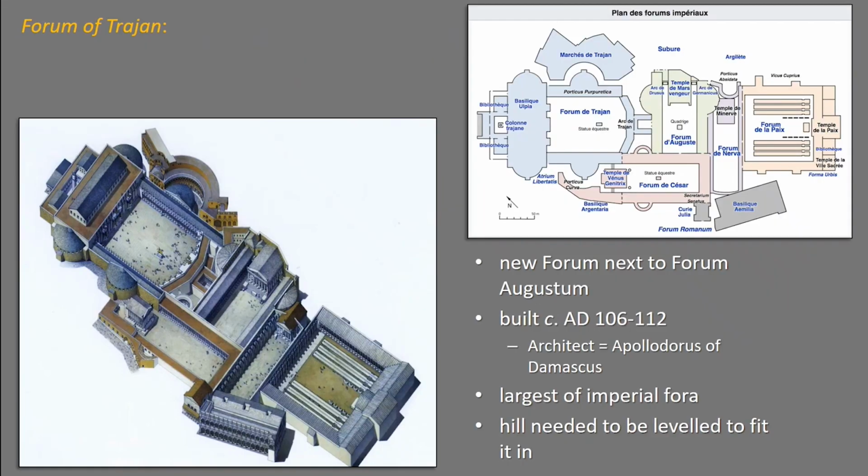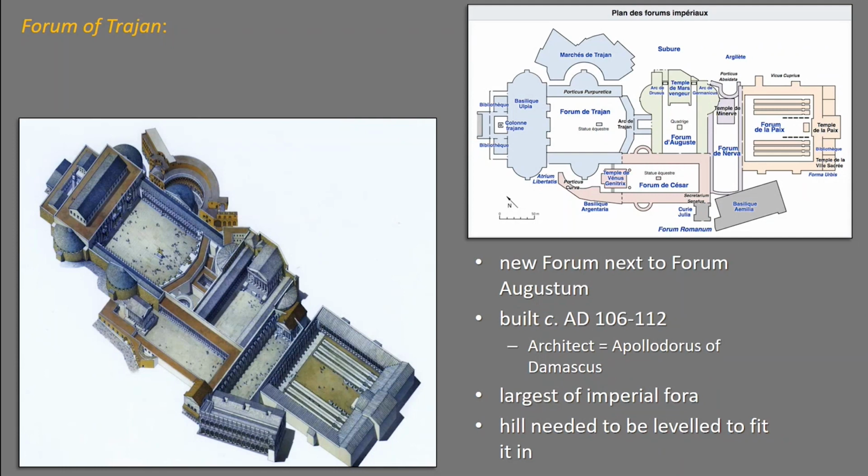I would like to very briefly introduce the location of the column in the plan here. I hope you can see all of that very well. It doesn't matter if you can't read all the writing here. We see here the Basilica Emilia and the Curia Julia of the Forum Romanum. So the Forum Romanum would be about here. And in these different colors, we have the fora that were built by various emperors, the Forum of Caesar here in pink, the one of Augustus in green, and the Forum of Trajan, to which the column belongs, is depicted here in blue. It is the largest of the imperial fora.